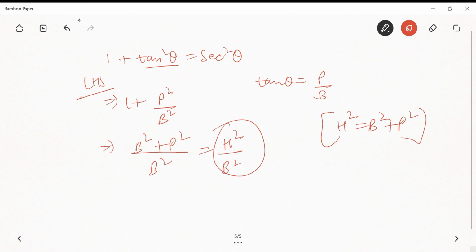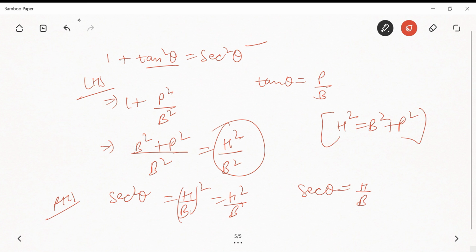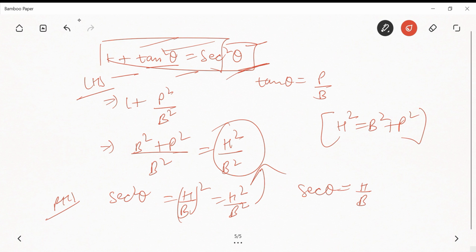Now on the right hand side, we have secant square theta. We know that secant theta is basically the reciprocal of cos theta, and cos theta is base by hypotenuse, so secant theta is hypotenuse by base. So if we write h by b in place of secant theta and square it, we will get h square by b square, which is equal to your LHS. So this is your second identity, that is 1 plus tan square theta is equal to secant square theta. Now let's move to the third identity.